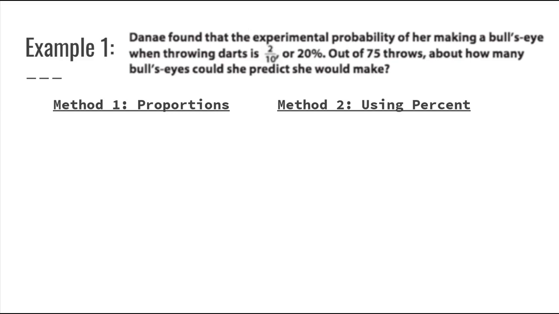Again, we should remember that proportion is percent over 100 equals part over whole. And then we can set up a proportion to figure out how many bullseyes she would make if she threw 75 darts. So on our left side, we put our probability that we have, which is 2 out of 10. If she makes 2 out of every 10, we want to figure out how much she would make out of 75. So we're looking for a part out of the whole of 75. So if she makes 2 out of every 10, we can figure out how many she makes out of 75 by setting up a proportion.